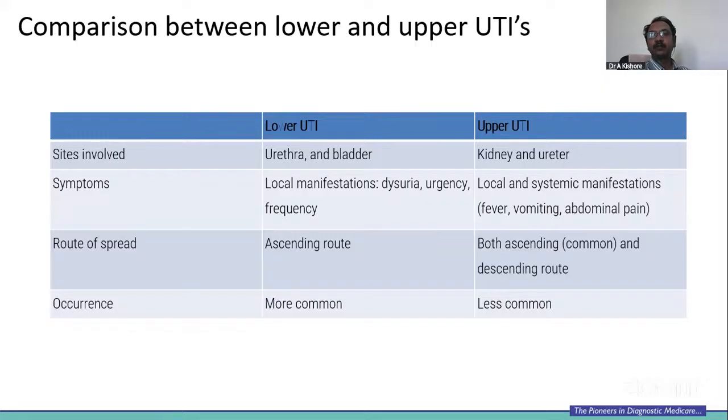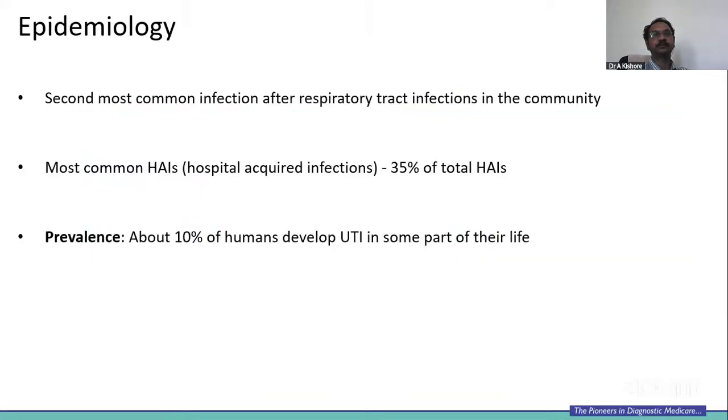Whereas in the upper urinary tract infections, mainly involving the ureter, you see local and systemic manifestations like fever, vomiting, and abdominal pain. The route of spread in lower urinary tract infection is the ascending route, whereas in upper urinary tract infection it is both ascending and descending routes, although the ascending route is more common. In the occurrence, lower urinary tract infections are more common, whereas upper urinary tract infections are less common. So by this, you can compare urinary tract infections as lower and upper urinary tract infections based mainly on the site that is involved.